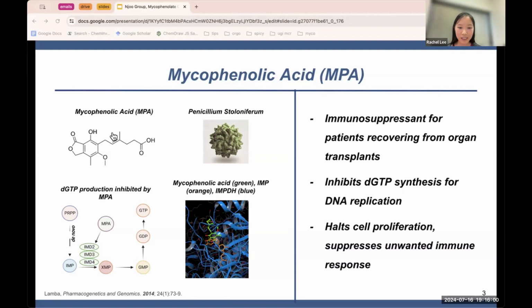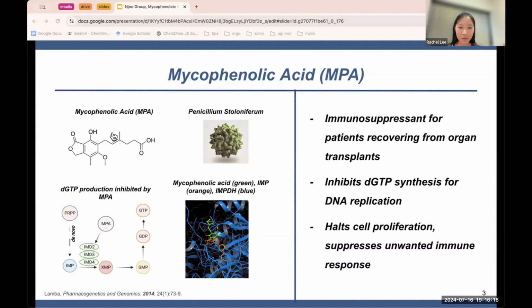MPA's activity is specific for lymphocytes because not only do they depend on DNA replication for proliferation and immune response, they also depend exclusively on this pathway for dGTP synthesis. They don't have a salvage pathway unlike other types of cells.